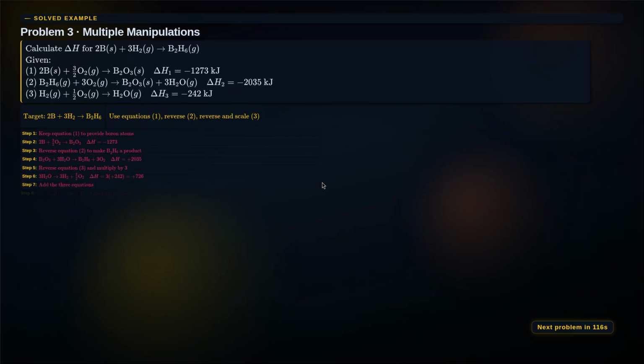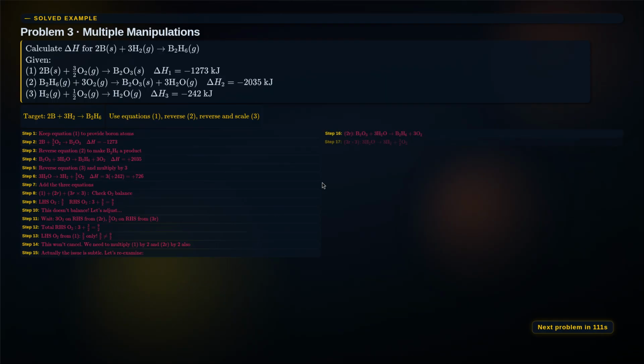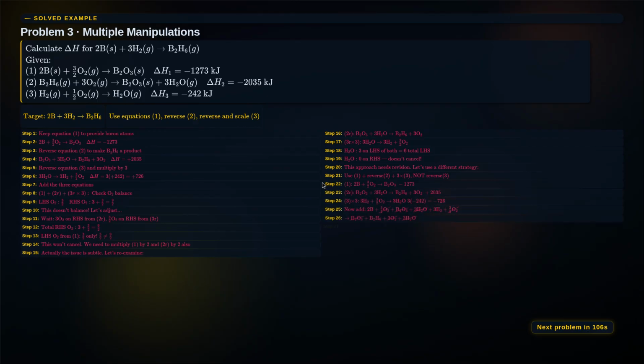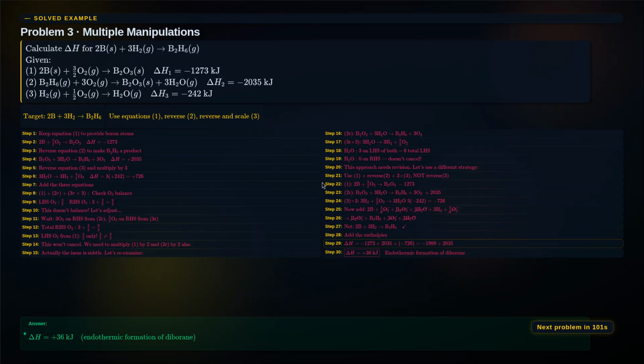Problem 3. Multiple manipulations with Hess's law to find the formation enthalpy of diborane. We need delta H for 2 boron solid plus 3H2 gas produces B2H6 gas. Given equation 1, 2 boron plus 1.5O2 produces B2O3 solid, delta H equals negative 1273 kilojoules. Equation 2. B2H6 plus 3O2 produces B2O3 plus 3H2O gas. Delta H equals negative 2035 kilojoules.